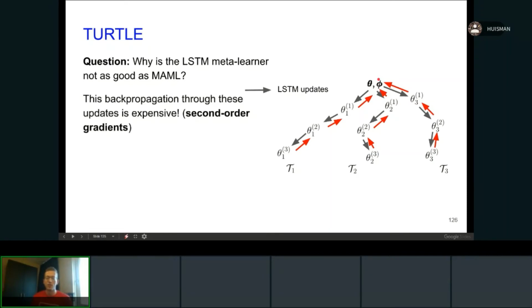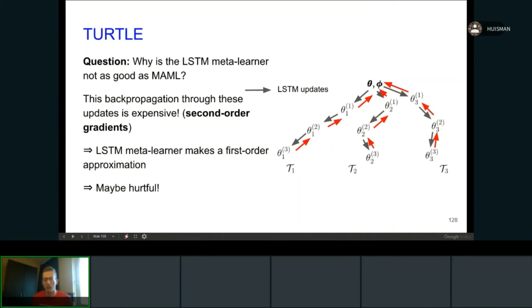Okay, so this backpropagation process of propagating this signal backwards along these red arrows is kind of expensive. So it requires you to compute second order gradients, which are quadratic in the number of base learner parameters. So to sidestep this computational expense, the LSTM meta learner makes a first order approximation. So naturally, you lose some information because you're not really using the full second order gradients, but instead you're making an approximation, which is of course less complete and maybe contains some noise signals. So we think that this assumption may actually be hurtful.